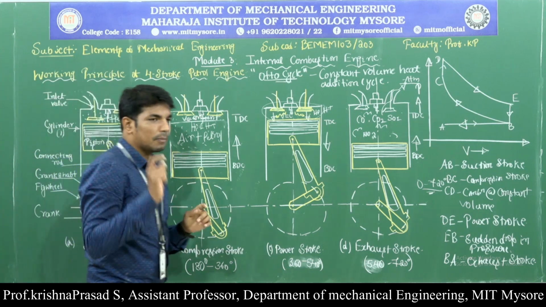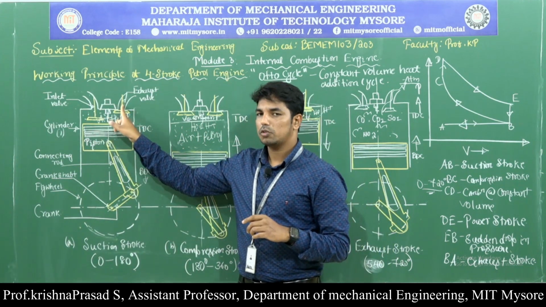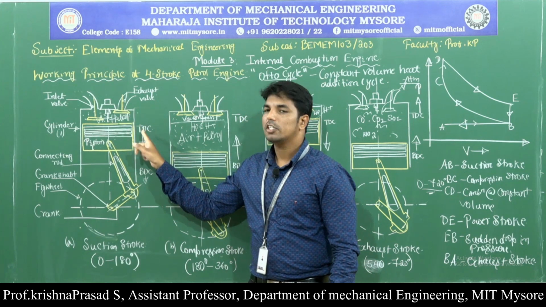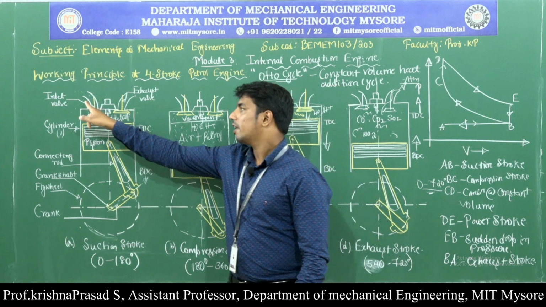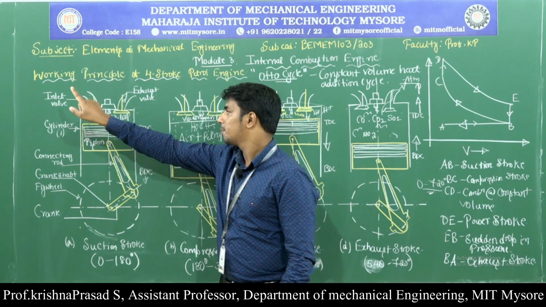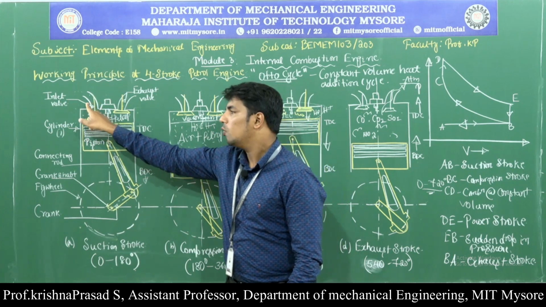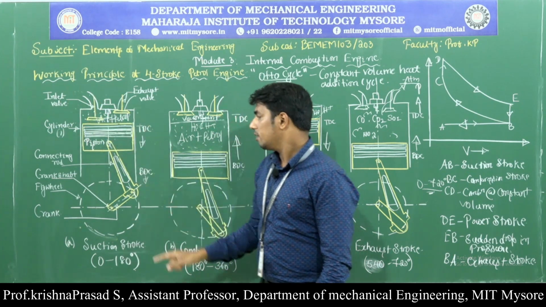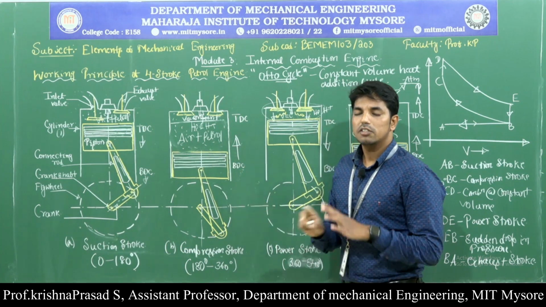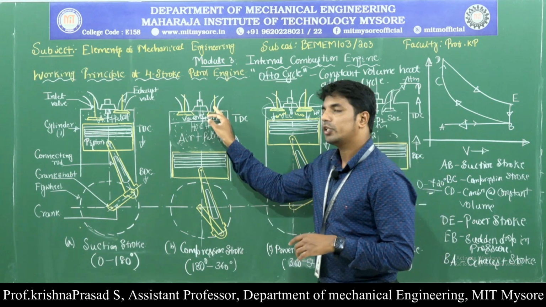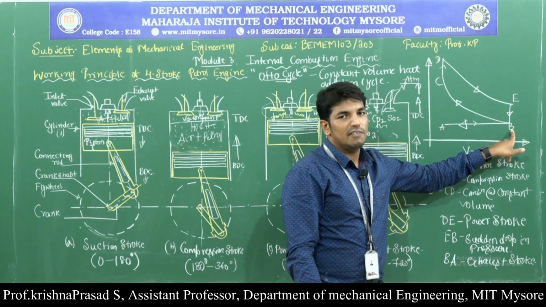I repeat, what happens during the suction stroke? During the suction stroke, inlet valve is open and exhaust valve is closed, and piston moves from top dead center to the bottom dead center. Due to the downward movement of the piston, whatever the air fuel mixture present inside the carburetor, it enters into the engine cylinder through inlet valve. Okay, then once the piston reaches the bottom dead center position, suction stroke ends and inlet valve is going to close, and suction stroke is represented by line AB in the PV diagram.